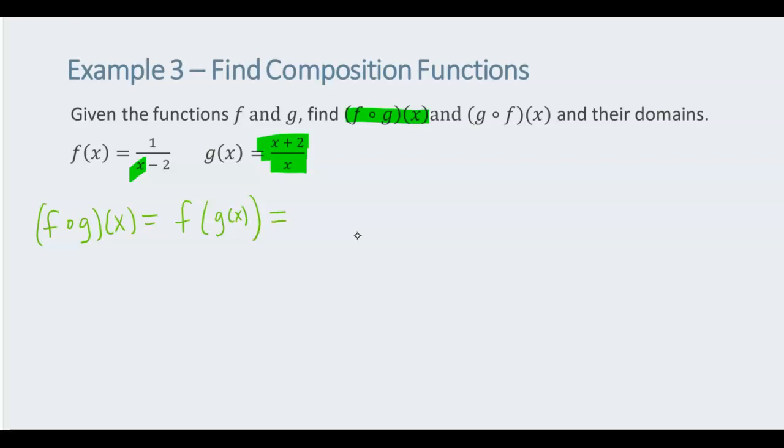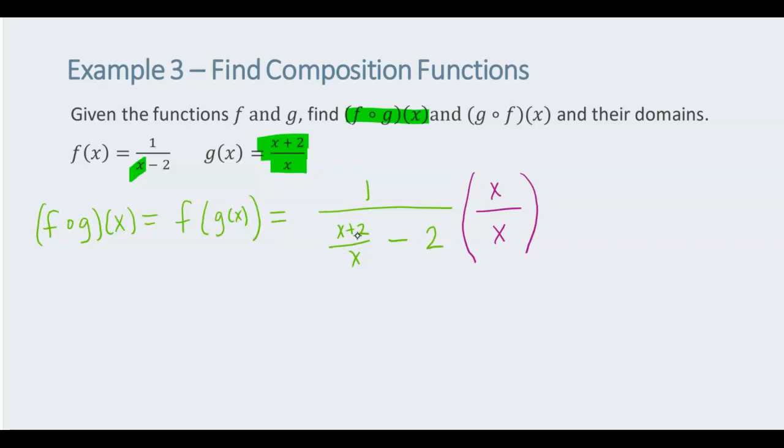So let's see, I'm going to have 1 over, and then for the variable, I'll put x plus 2 over x, and then minus 2. This is what we call a complex fraction because I've got fractions within a fraction. What I want to do is clear the denominator, so I'm going to multiply the numerator and the denominator by x because that's the denominator that's sitting right here.